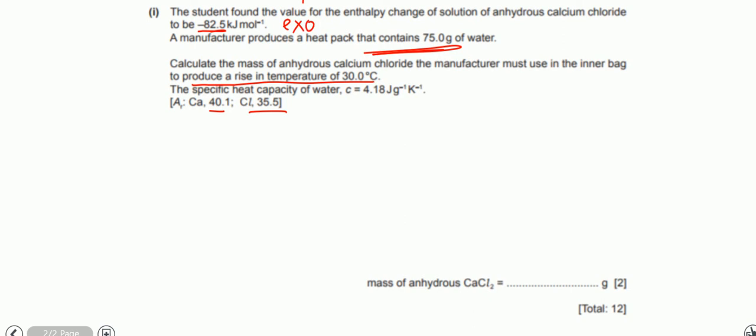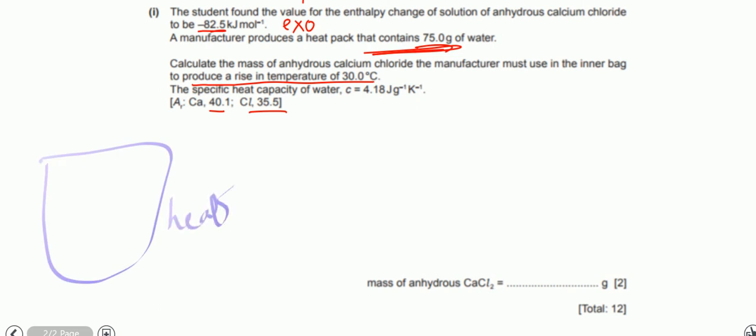And the enthalpy change of solution is when you dissolve 1 mole of your solid into your solvent, and then you see the heat change or the enthalpy change, right? The manufacturer produces a heat pack that contains 75 grams of water, and we're supposed to calculate the mass of anhydrous calcium chloride that the manufacturer must use in the inner bag to produce a rise in temperature of 30 degrees Celsius. So basically, this is our heat pack.